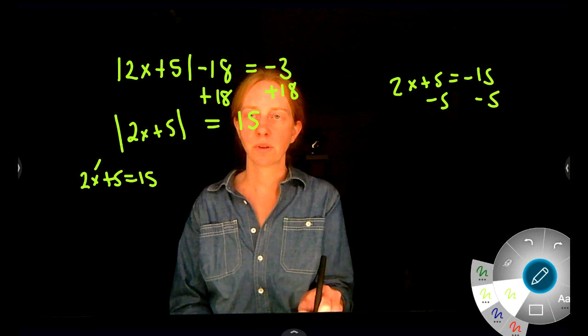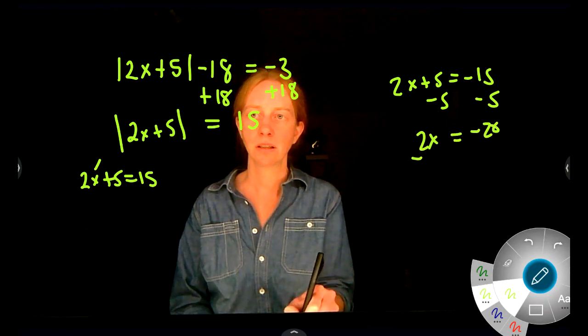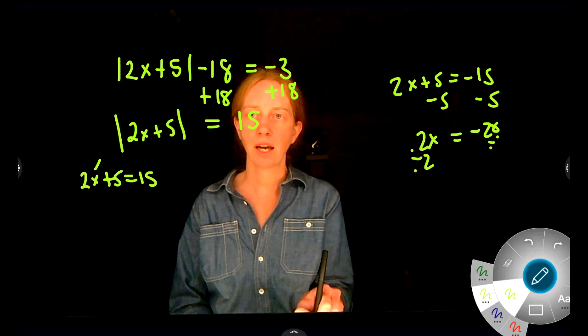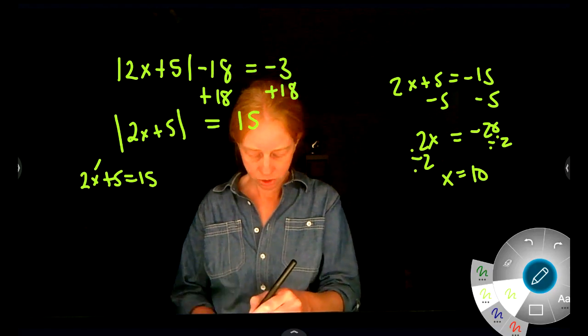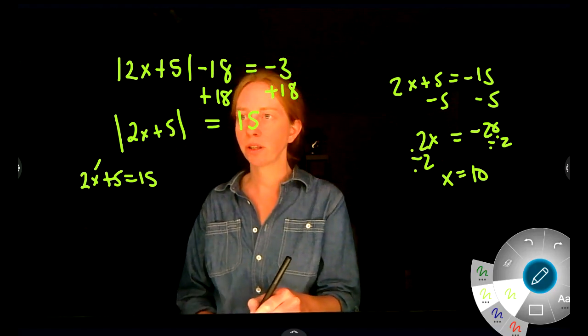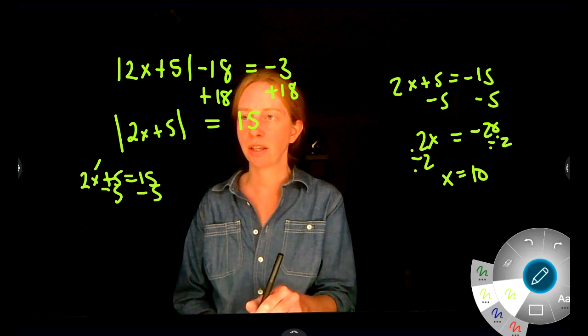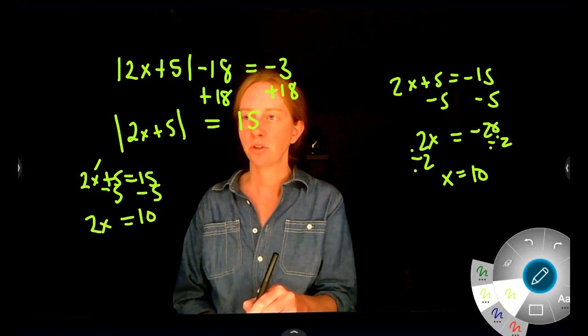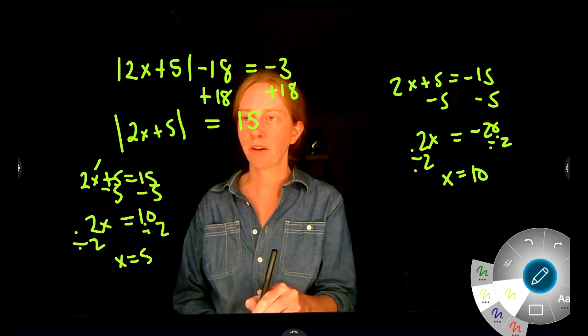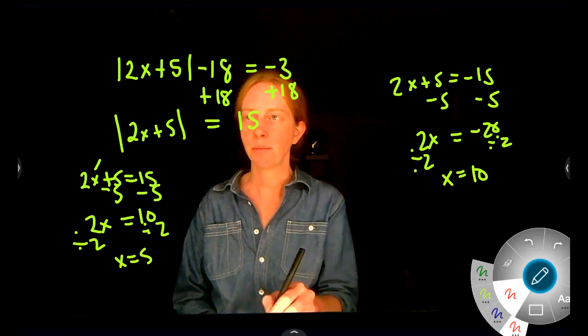So we'll start with this one. I subtracted and got 2x equals 10. Divide by 2, divide by 2. X equals 5. Over here, 2x plus 5 equals negative 15, so we'll subtract 5 again. And 2x equals negative 20, we'll divide by 2. X equals negative 10. So again, we have to double check these.